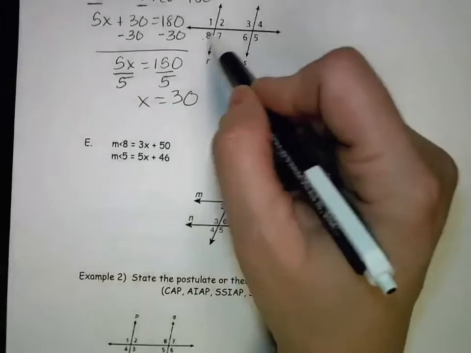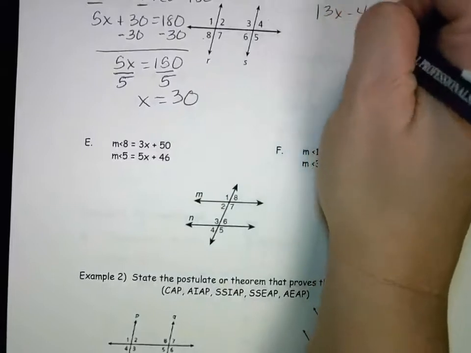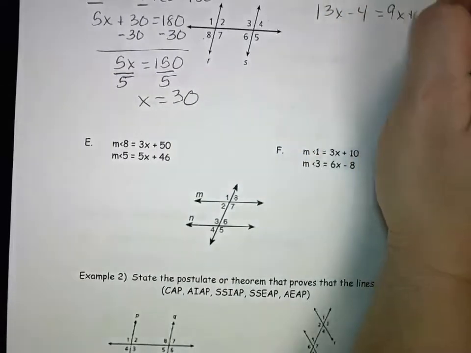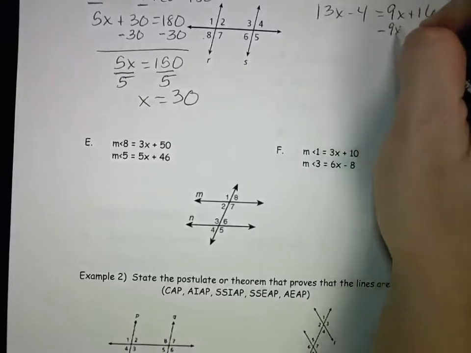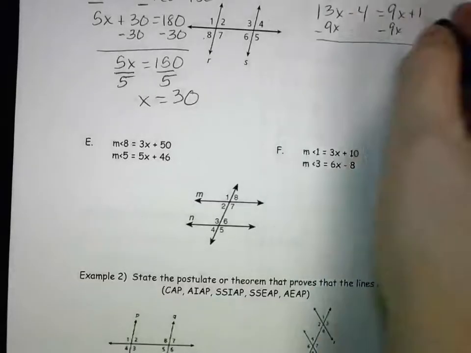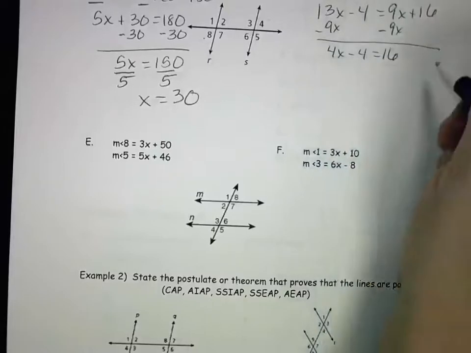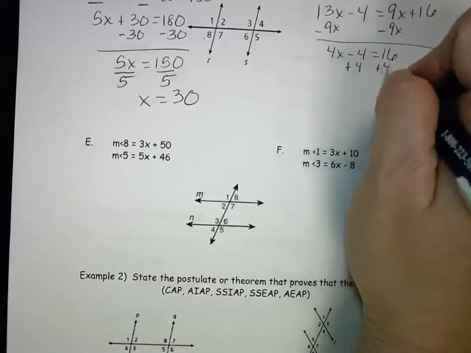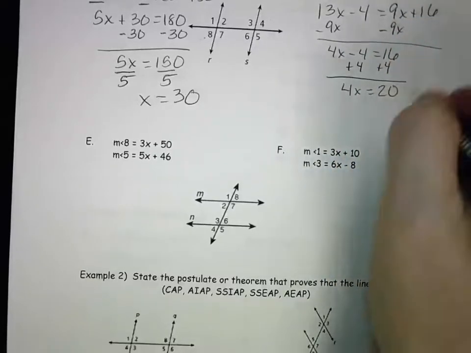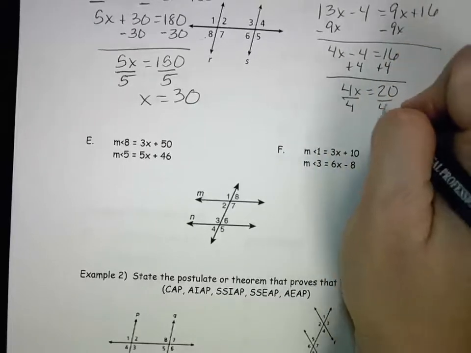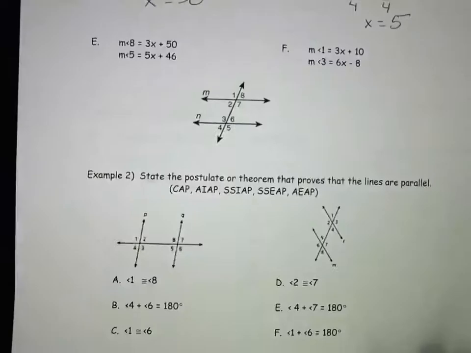Letter D, 8 and 4 are alternate exterior angles. So 13x minus 4 equals 9x plus 16. Subtracting 9x from both sides, you have 4x minus 4 equals 16. Adding 4 to both sides, you have 4x equals 20. And dividing both sides by 4, x equals 5.